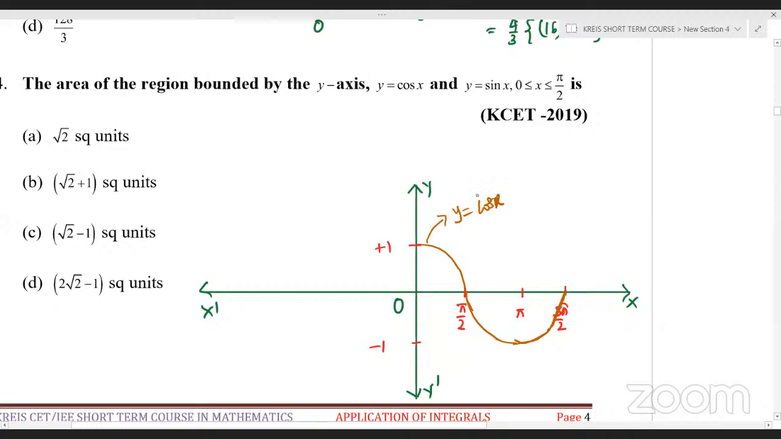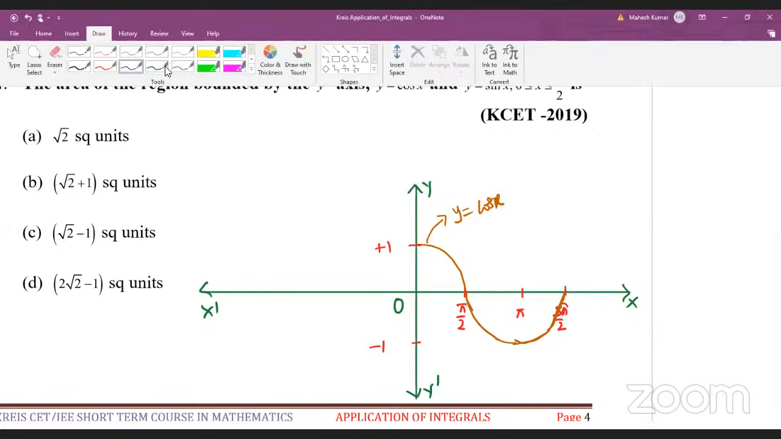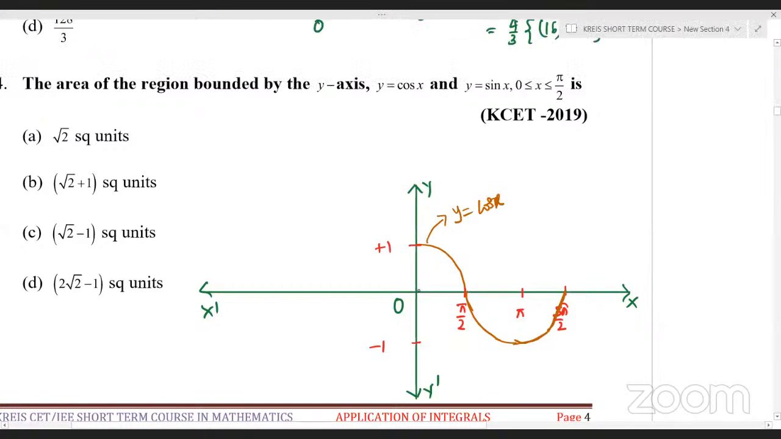Then the next one, it is y is equal to sin x. So y is equal to sin x if you take, when x is 0, it is 0. When it is pi by 4, it is 1 by root 2. When it is pi by 2, it is 1. When it is pi, it is 0. When it is 3 pi by 2, it is going to give you minus 1. When it is 2 pi, it is going to be 0. So it goes like this. This is the graph of y is equal to sin x, right?